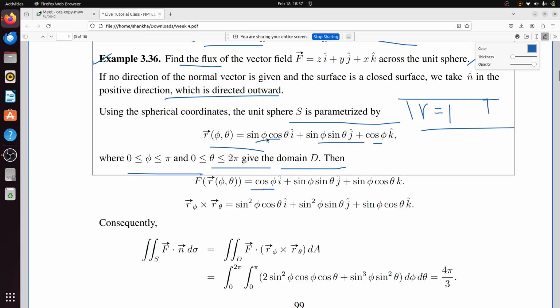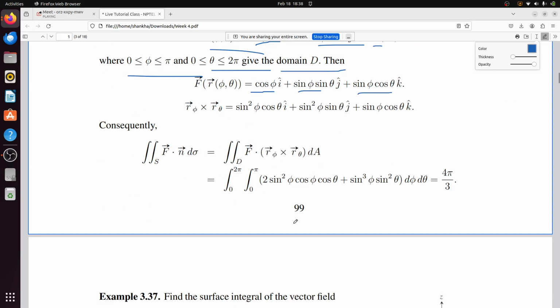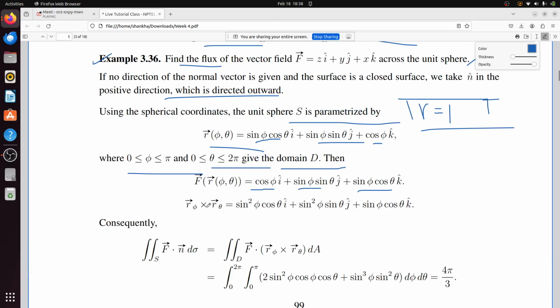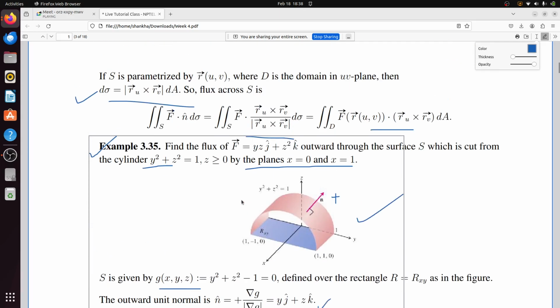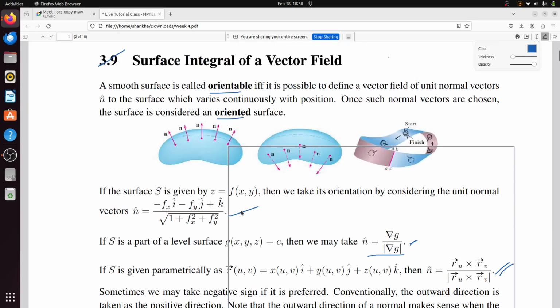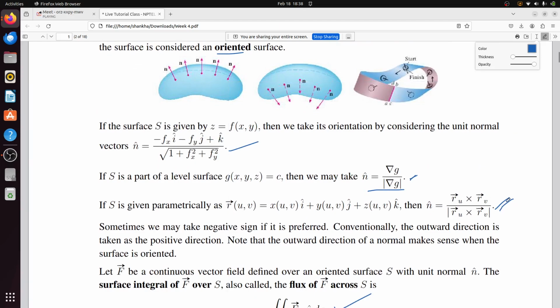Now you know your x, y and z coordinates, so just put them in. Your F vector is z i plus y z j plus x k. So your x is sin phi cos theta, y is sin phi sin theta, and z is cos phi.